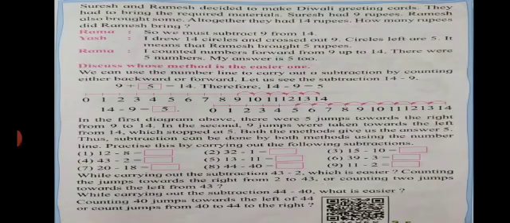While carrying out the subtraction 44 minus 40, what is easier? Counting 40 jumps toward the left of 44, or counting jumps from 40 to 44 to the right. While carrying out the subtraction 44 minus 40, it is easier to count jumps from 40 to 44 to the right.